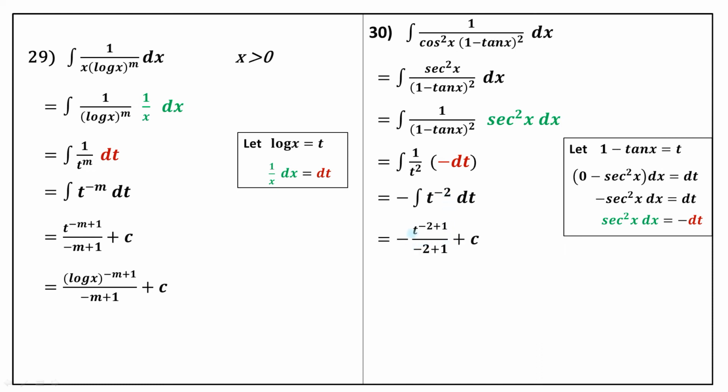Applying the formula, t to the power of n plus 1 by n plus 1. Further simplifying this, you get t to the power of minus 1 by minus 1. So the minus will get cancelled, and what you'll get is t to the power of minus 1, which is 1 by t plus c. And then what is t? It is 1 by 1 minus tan x plus c. Remember, once we integrate, we have to add the constant c, because this is the concept of indefinite integral.